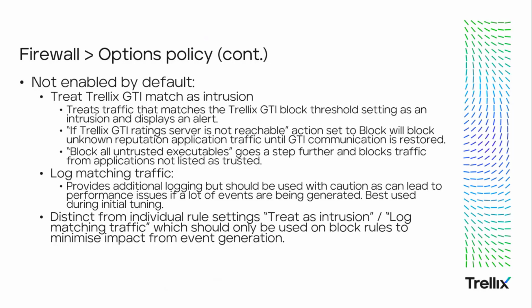These options are distinct. These are options in the options policy itself. If you go look at defining a rule in the rules policy, you'll see that there are two distinct options there that look very similar: treat as intrusion and log matching traffic. Those are probably the better place to use those options rather than globally in the options policy itself. As I mentioned, in the options policy, that's better for initial tuning or troubleshooting, whereas if you've identified the rule that you're specifically interested in, then it's better to turn on these options within the rule itself. And I would suggest that you only ever use these options for rules that are set to block, because those would be the ones that you would be particularly interested in.